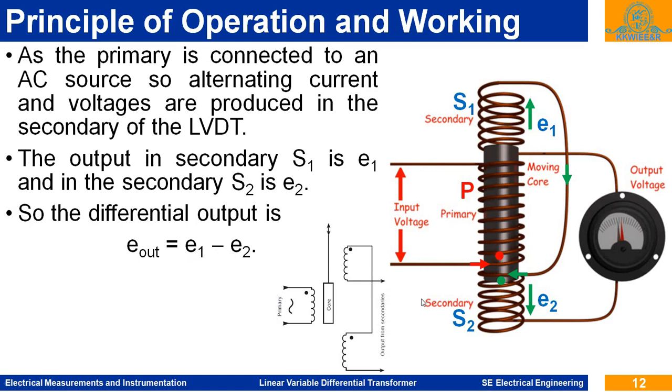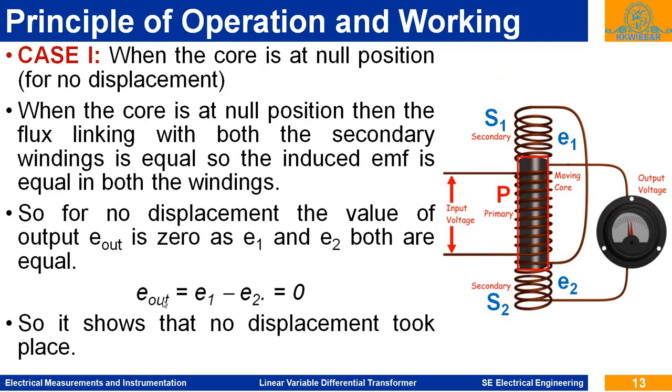E1 minus E2. This is the vector addition, or vectorial difference, E out between S1 and S2. Now we'll see case 1.